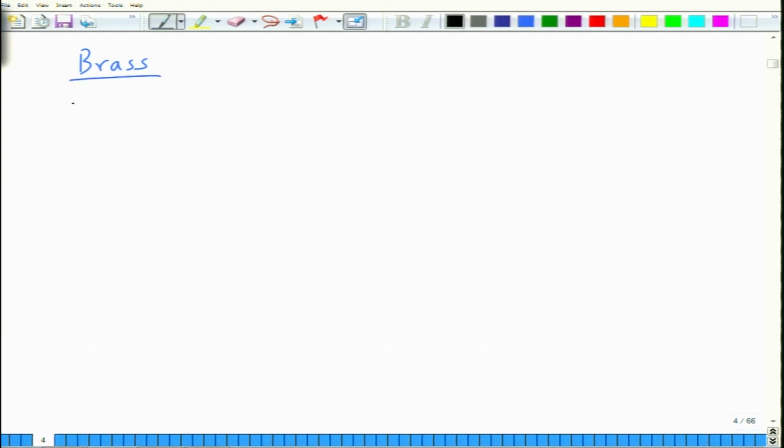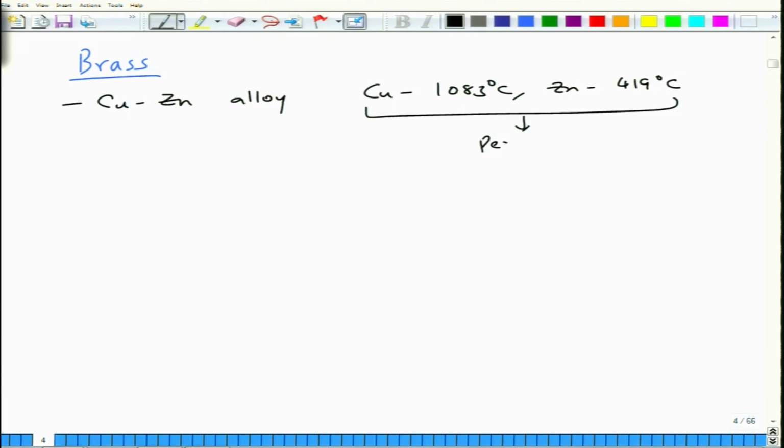Brass is basically a copper zinc alloy, and here copper has a melting point of 1083 degrees centigrade, zinc has a melting point of 419 degrees centigrade. As a result of the large difference in the melting points, the system has a lot of peritectic reactions. So, the phase diagram shows a significant amount of peritectic reactions and intermediate phases, due to the wide difference in the melting points, and they have different structures as well. Copper is FCC, zinc is HCP.